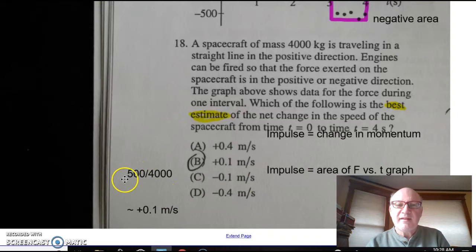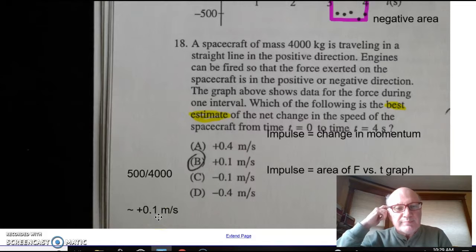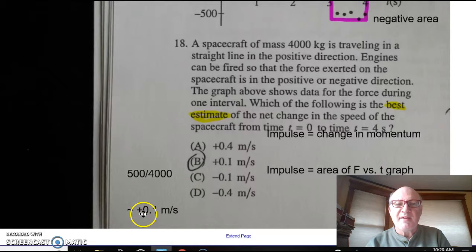And if I take that impulse, that change in momentum of 500, and divide by the mass, I'll get a change in velocity. Now, I've got 500 divided by 4,000, which is a little bit more than 1/10, but not a lot more, and certainly nowhere near 4/10. So it's a positive number, and the change in velocity is approximately 0.1 meters per second. So that's the way to think about that problem: think about impulse as an area issue, and then impulse leading to change in momentum.